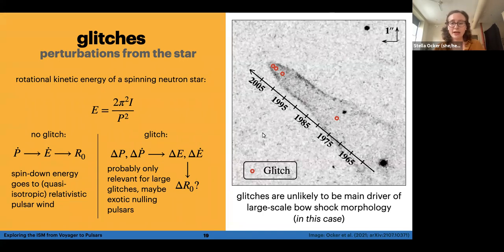But I do want to emphasize that it is very possible that glitches are relevant for the bow shocks of other pulsars, and that this is an effect that hasn't really been explored yet. But why have I really been harping on about the effects of glitches and why it doesn't matter? Well, the main reason is that I really want to convince you that when we resolve changes in the standoff radius of the bow shock over time, we really are probing density fluctuations in the surrounding interstellar gas.